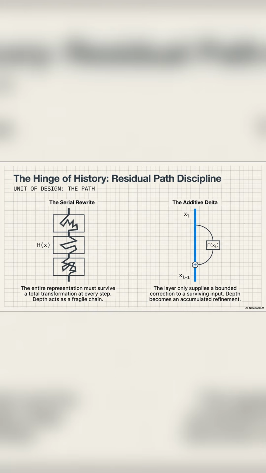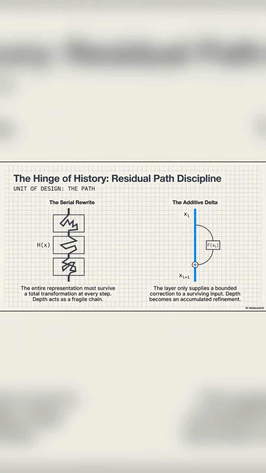Right, because forcing a standard convolutional layer to learn a perfect identity mapping, to output exactly what was inputted, is highly non-trivial for the optimizer to actually learn from scratch. So ResNet introduced a structural mandate, residual path discipline. They altered the fundamental wiring. Instead of treating every layer as a total rewrite of the incoming data, they introduced a skip connection.